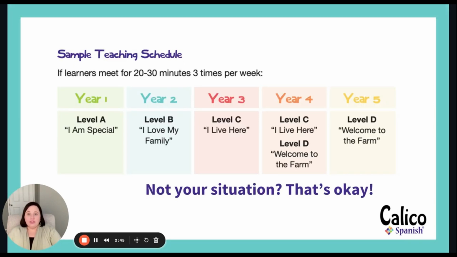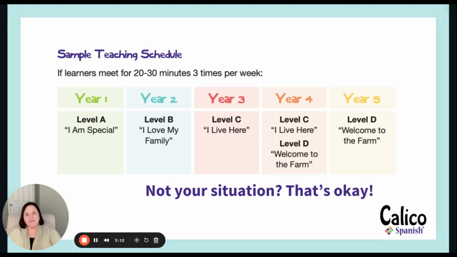Now, first, we want to show you a sample teaching schedule to help you visualize the pacing of the Calico Spanish curriculum. We estimate that a teacher who sees students for 20 to 30 minutes 3 times a week will complete the program in 4 to 5 years. But we recognize that everyone has a different teaching schedule, and that is okay. That is the best part about the Calico Spanish curriculum. You can adapt it for any teaching scenario that you have.